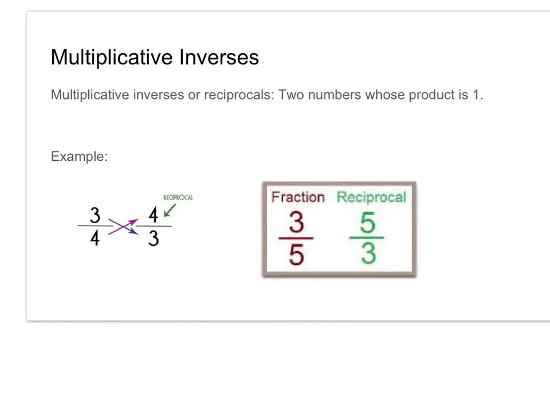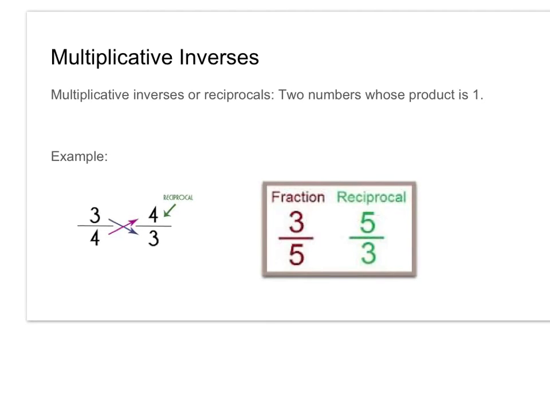So in our example, we have 3/4. Its reciprocal would be flipped to make 4/3. If you did 3 times 4, it would get you 12. If you did 4 times 3, it would get you 12. 12 divided by 12 would equal the product of 1.